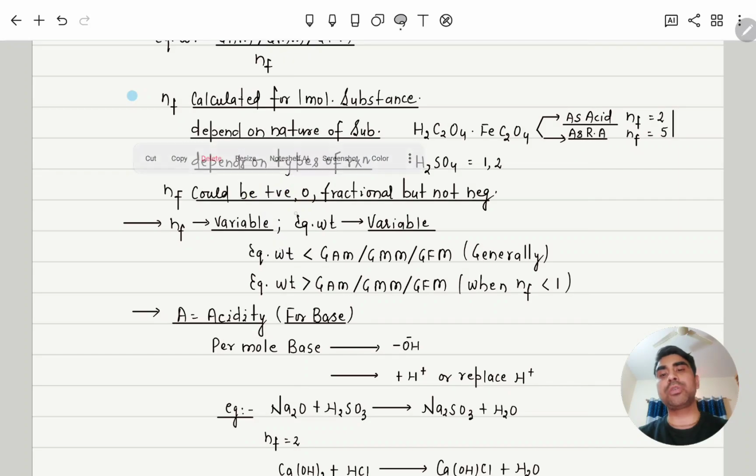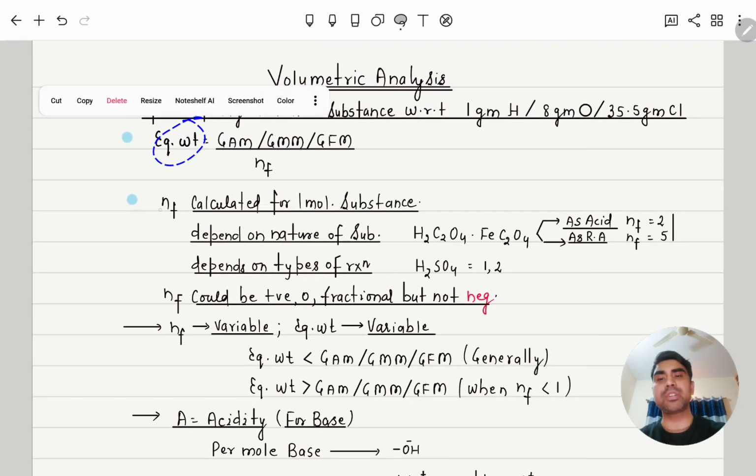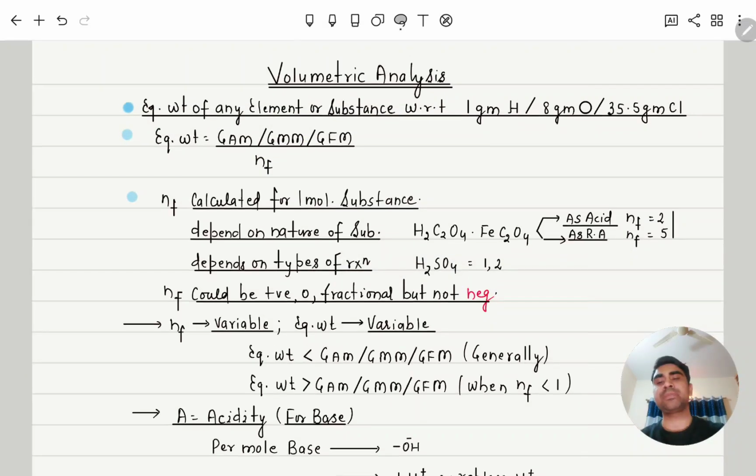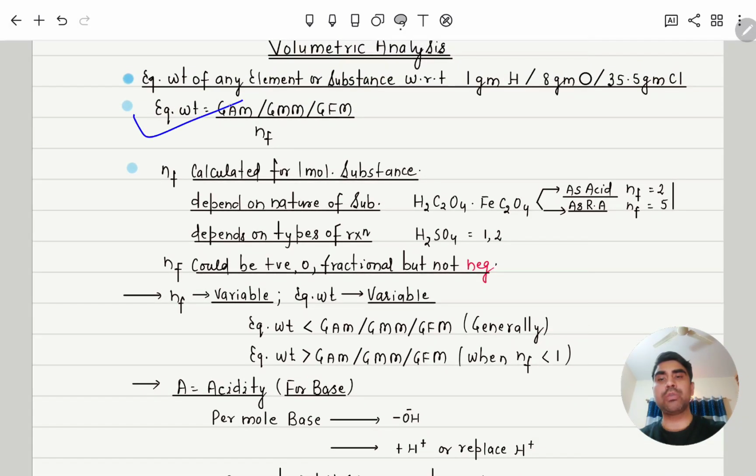It could be positive, 0, or fractional, but not negative. If it were negative, the equivalent mass would also be negative, but equivalent mass is never negative. The mass of any substance cannot be negative, so the n factor is also not negative. The n factor will be variable. Understood? Here we discussed that the n factor is variable, so if the n factor is variable, the equivalent mass or equivalent weight will also be variable.